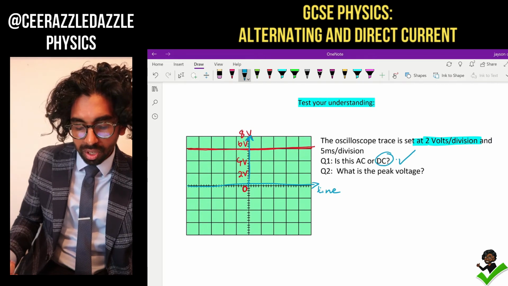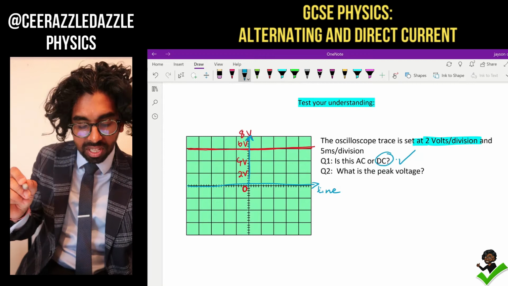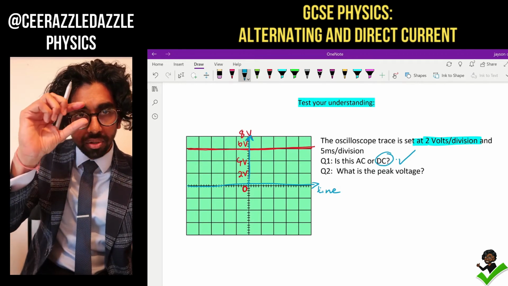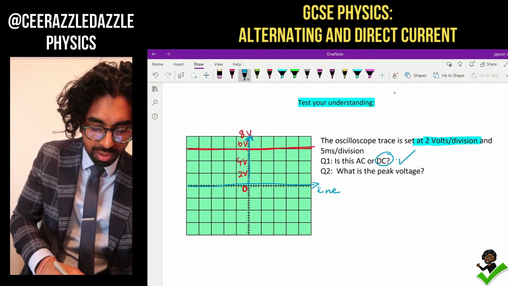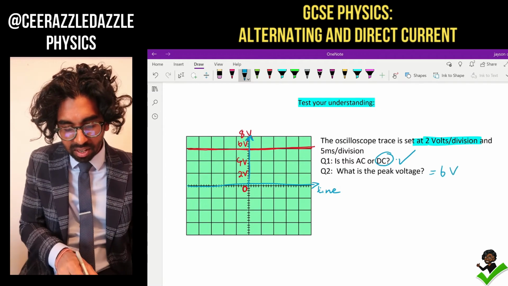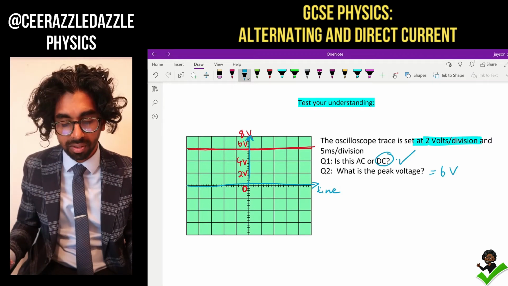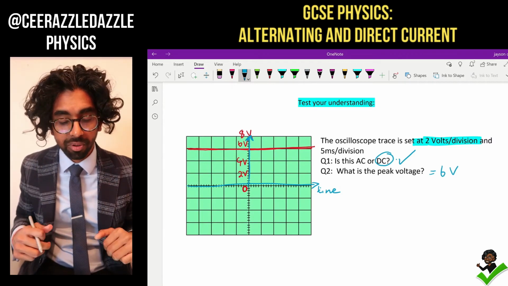Question 2. What is the peak voltage? So what is that voltage that we're seeing? Well, you know each square is 2 volts. Therefore, 2 volts, 4 volts, it's going to be 6 volts. Can we see that? That line is on the 6 volt line. So that was 2, 4, that's 6 volts over here. Easy stuff. We can now move on.